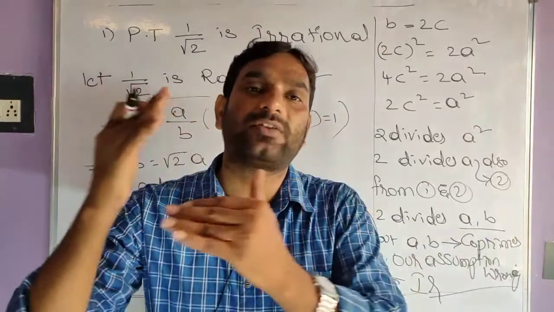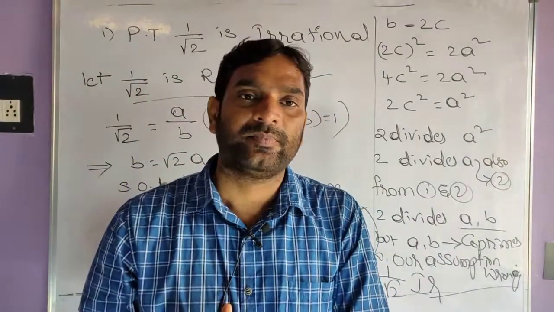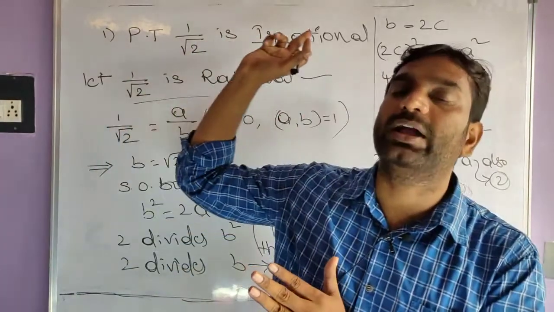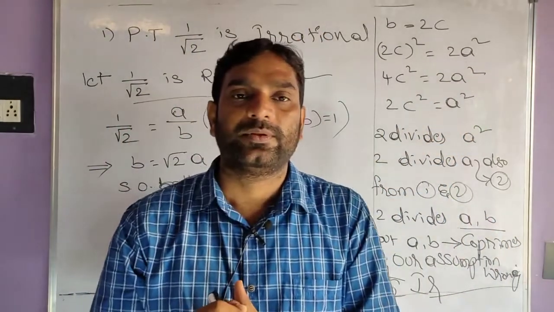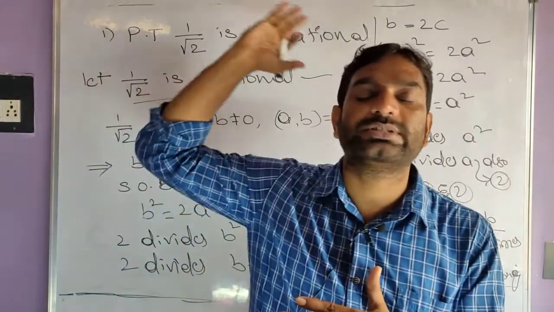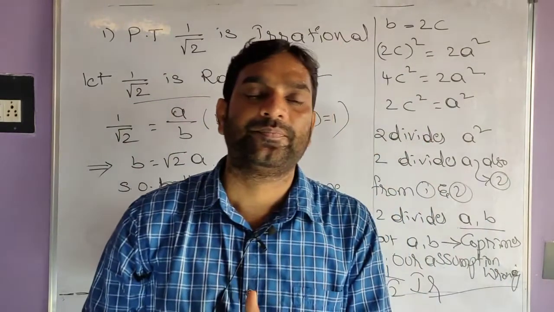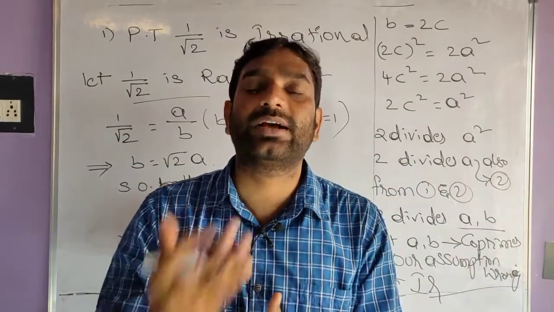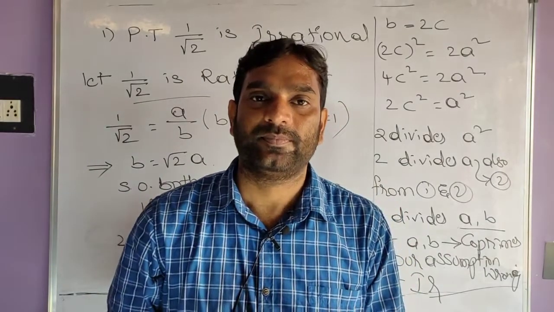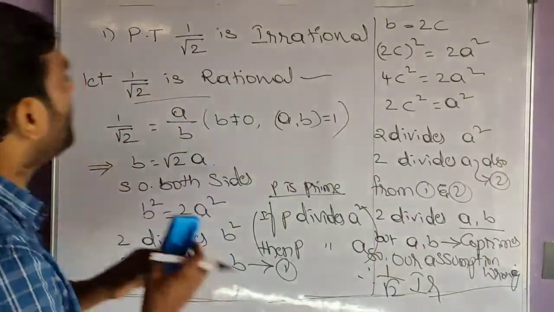2 is a common factor for a and b. But this contradicts that a, b are co-primes. So our assumption is wrong. What is that assumption? 1 by root 2 is a rational number. That's wrong. Then what is correct? 1 by root 2 is not a rational number. It's an irrational number. Is that clear? Next problem.